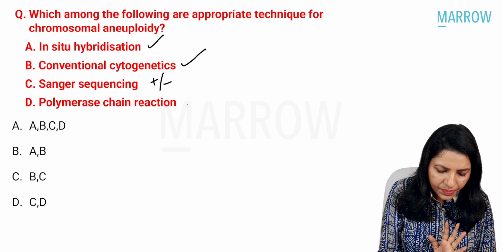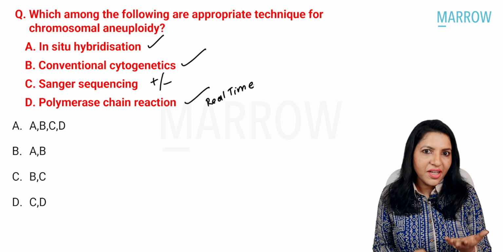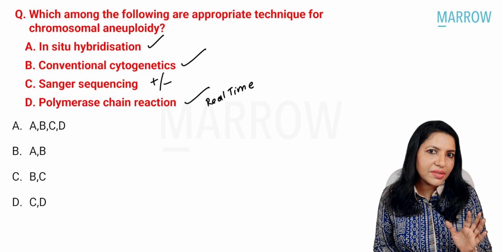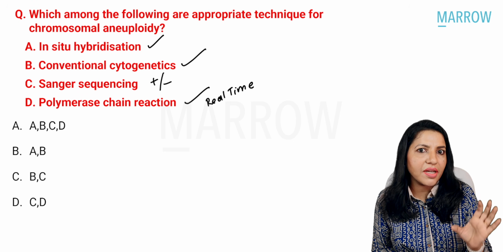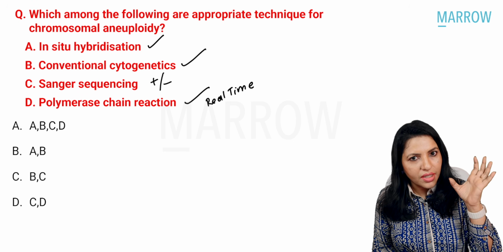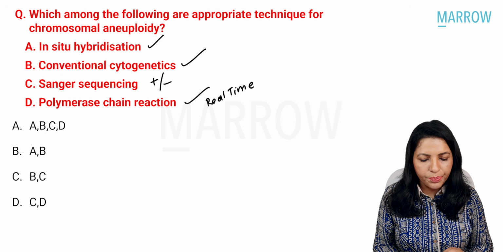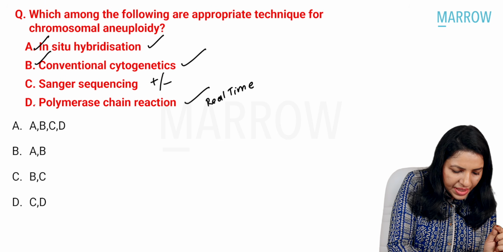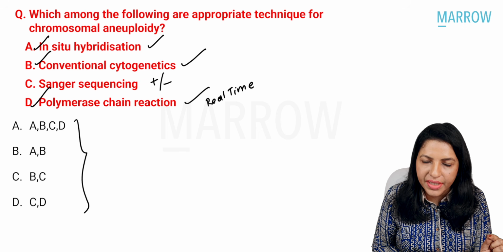Polymerase chain reaction, yes. Especially if the option was real time PCR, then it would have been a better option, so I can put a tick mark. Simple PCR, as it is not mentioned as conventional PCR, I am just putting a tick mark to PCR as well, because it is not conventional PCR that can detect aneuploidy. It's QF PCR or real time PCR. So out of this, the appropriate techniques, correctly speaking, are A, B and D, but I am not seeing any option called A, B and D here.